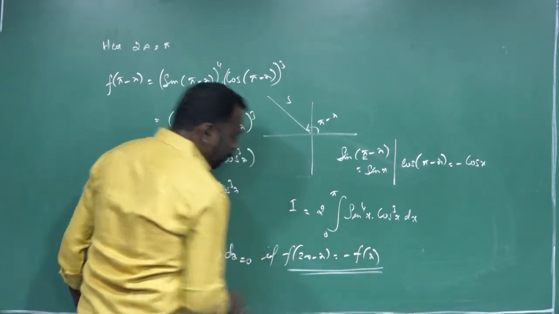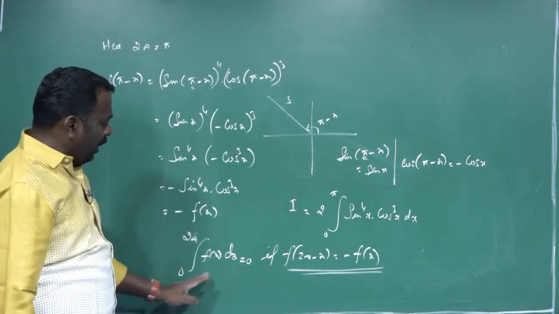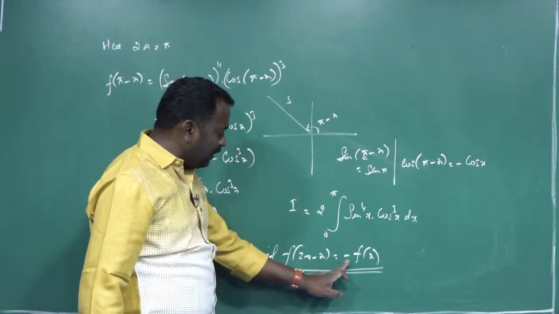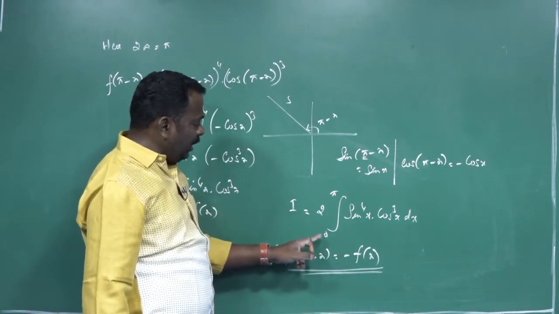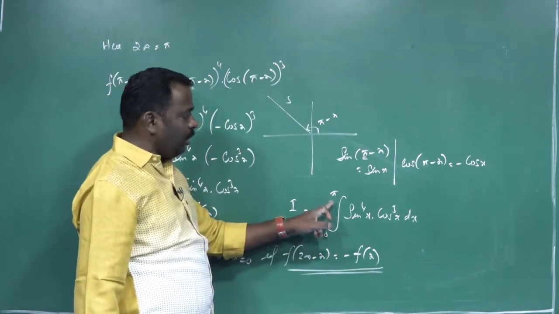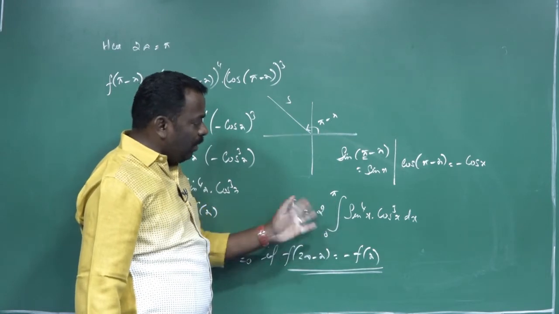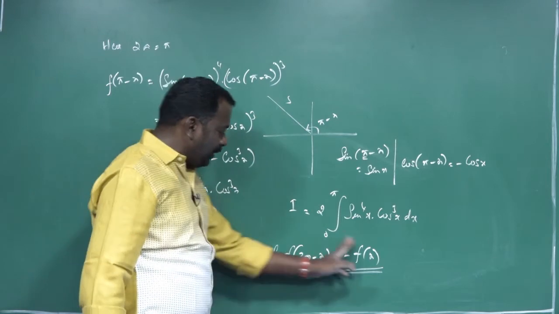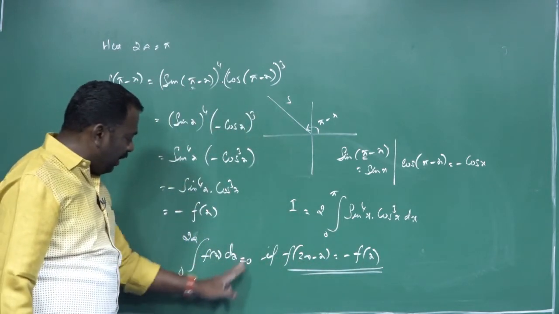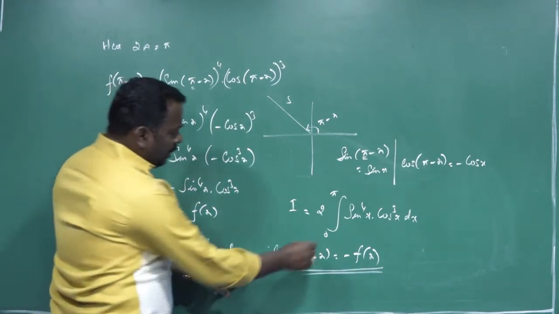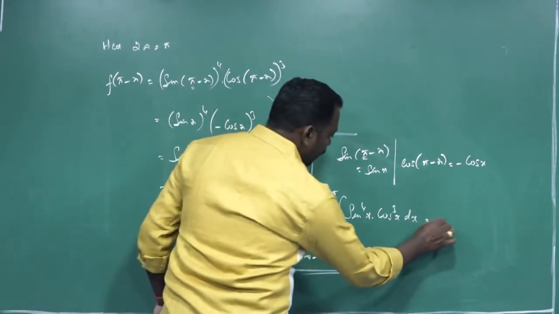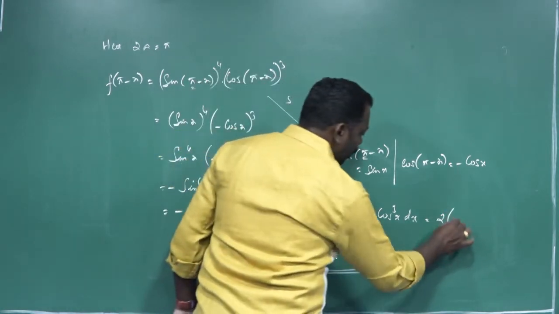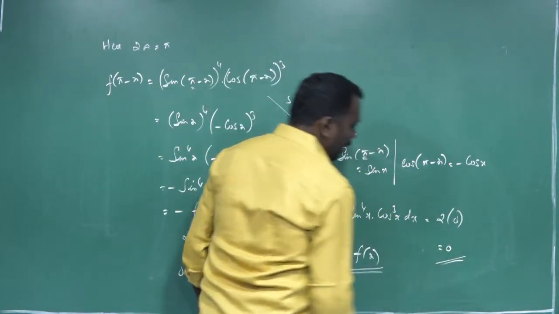If this property is satisfied, the total integral value is equal to 0. Suppose that f(2a − x) were equal to plus f(x); then we could write the integral as 2 times the integral from 0 to π, that is, twice the half value. But here f(2a − x) is equal to minus f(x). If this condition is satisfied, the total given integral is equal to 0. Therefore 2 times the integral is equal to 0, which is the final answer.